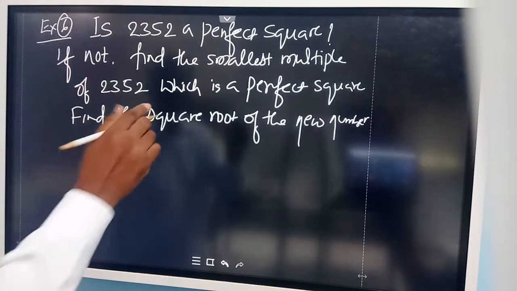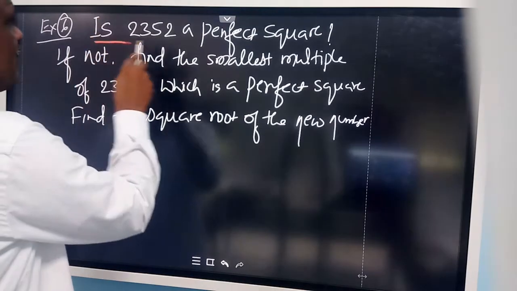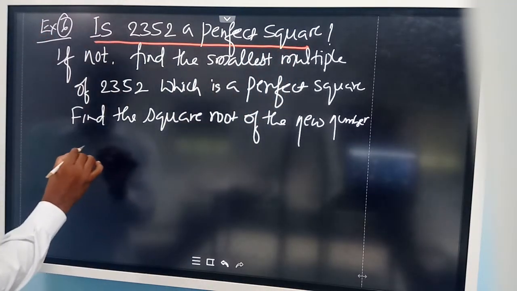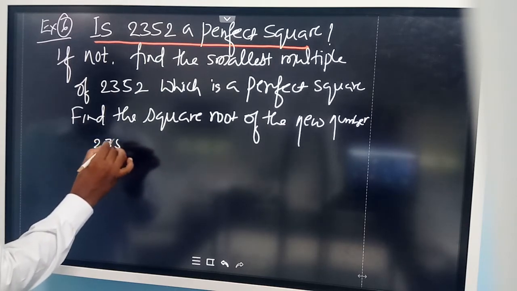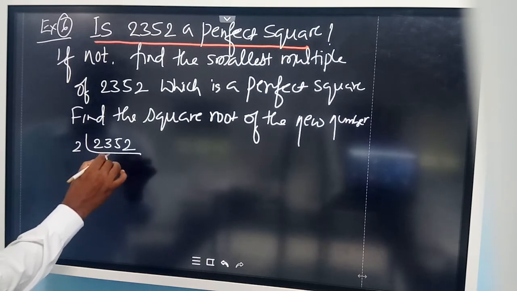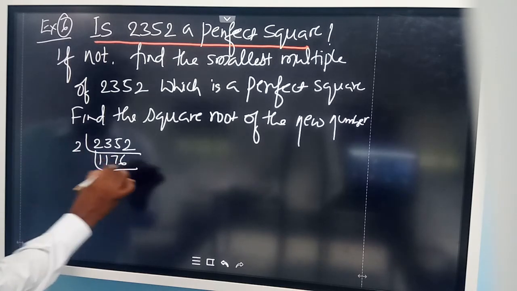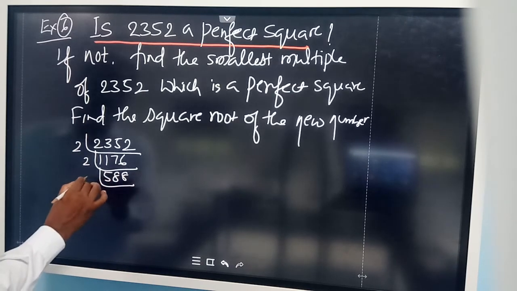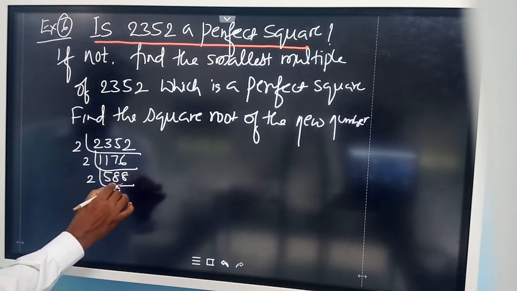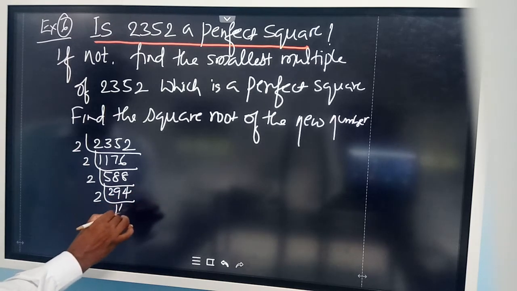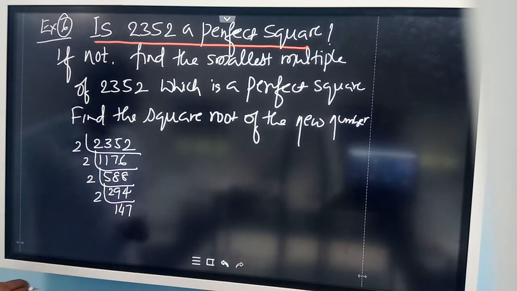The next question: is 2352 a perfect square number? First let us factorize this one, 2352. If you factorize, 2 ones are 2, 2 sevens are 14, 2 sixes are 12, again by 2, 2 fives are 10, 2 eights are 16, again 2 twos are 4, 2 nines are 18, then 2 fours are 8, 2 sevens are 14, 147.